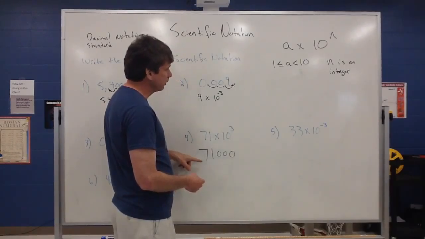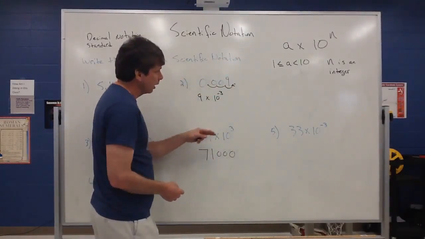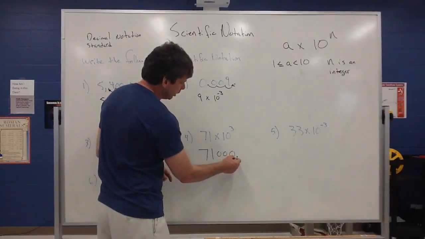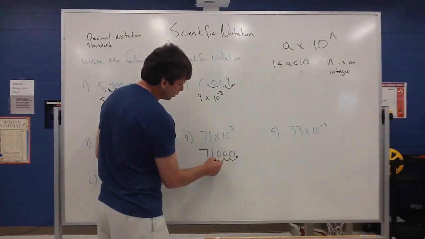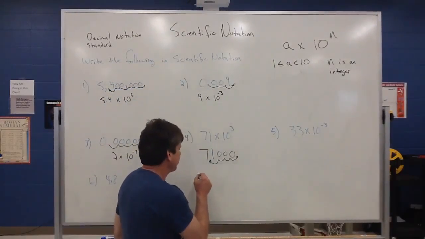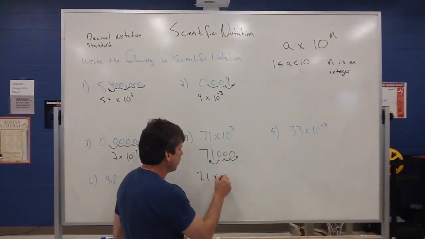Now, to put it in scientific notation, I got to make this a number between 1 and 10. So remember, your decimal's over here, and you have to slide it over 1, 2, 3, 4 spots to create a number between 1 and 10. So I create this 7.1. Now I got to multiply by 10.